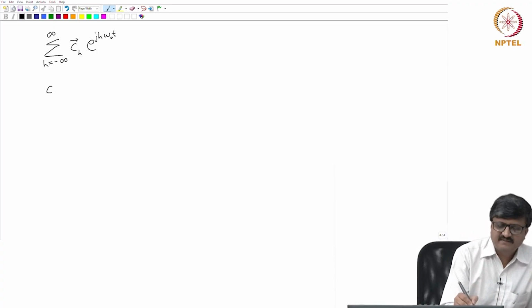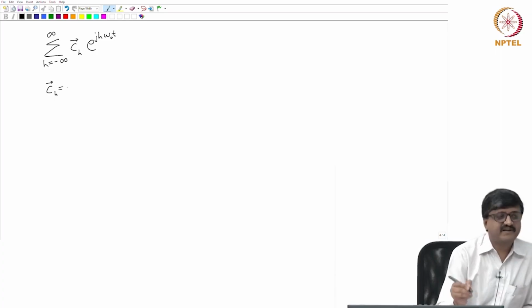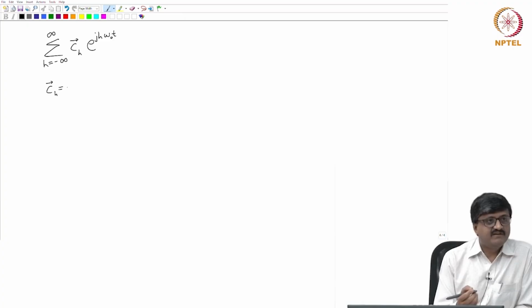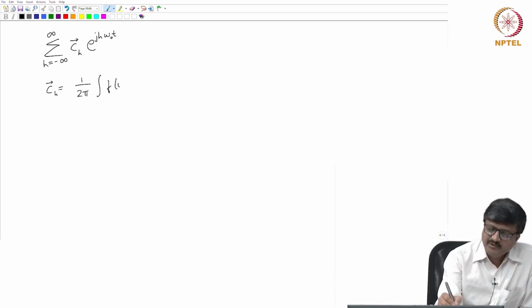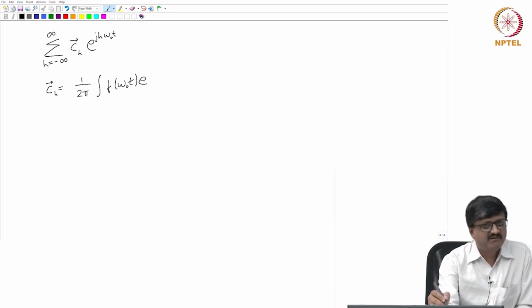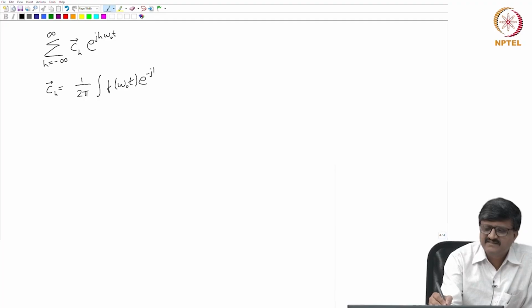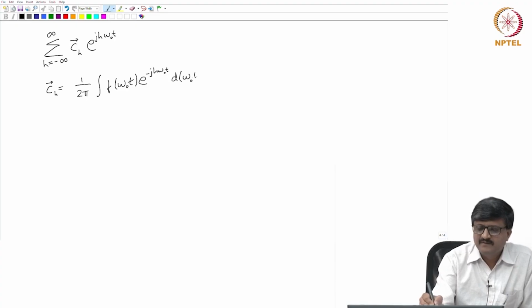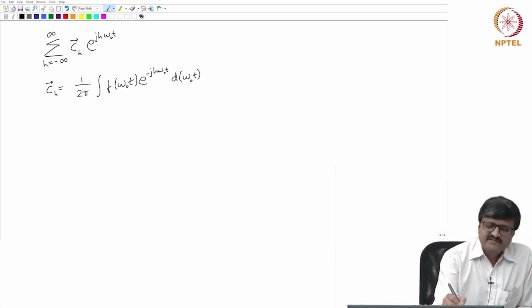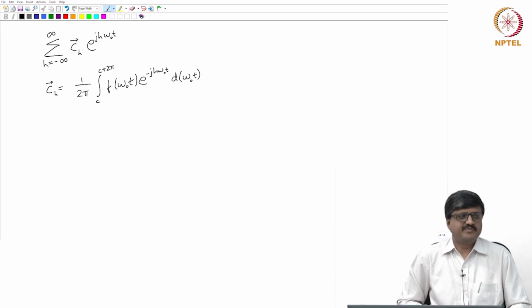So, here ch is the coefficient which is appearing in the Fourier series. ch can be obtained from the expression for the function f of omega ot. I will straight away give the answer: 1 by 2 pi, integral f of omega ot, exponential of minus j h omega o t, d omega o t. The integration can be between any two arbitrary limits provided the difference between the upper limit and the lower limit is 2 pi.